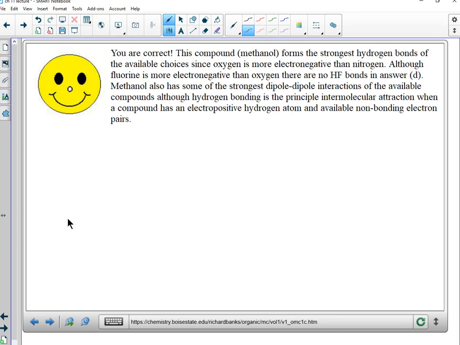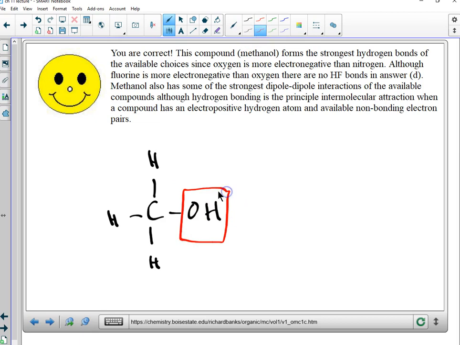Oh, finally, we are a happy camper. All right, you are correct. The reason you're correct is because of hydrogen bonding. C, H, H, H, O, H. There might have been two, I don't remember, but there was an OH on the end. This is where you can have hydrogen bonding. This is where you can have dipole-dipole interactions. This is the one that has the highest. It's called methanol. It has the strongest hydrogen bonds of the available choices.